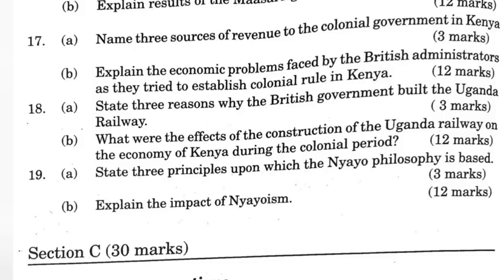Question 18b. What were the effects of the construction of the Uganda Railway on the economy of Kenya during the colonial period? Number 1. It facilitated the growth of urban centers. Towns grew along the line, for example, Nairobi, Nakuru, and Kisumu. Mombasa became more important because it served as a port.